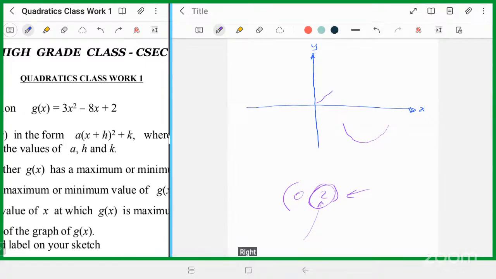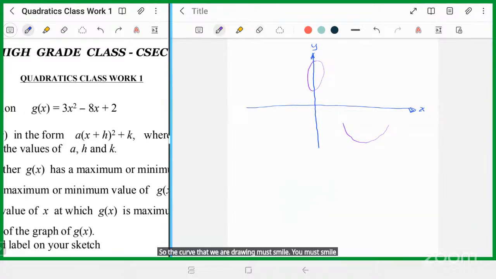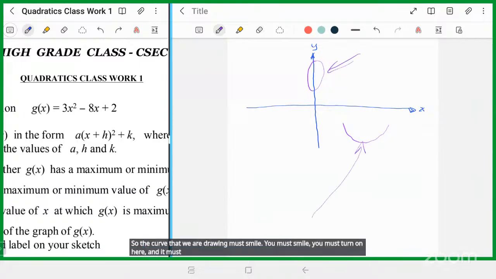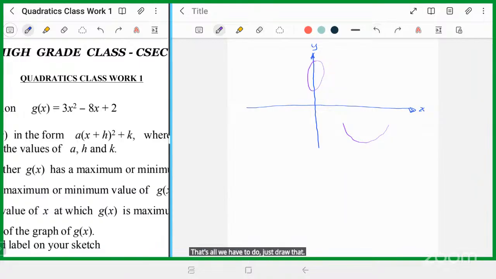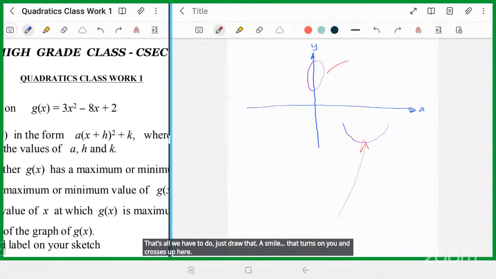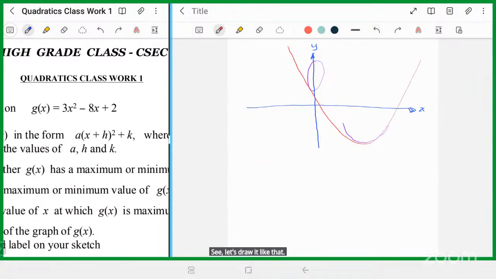Right here is 0 y value. Up here is positive y value. Down here is negative y value. So we want the part of the y-axis that is positive up here. So the curve that we are drawing must smile. It must turn down here and it must cross the y-axis up here. And that's all we have to do, just draw that. A smile that turns down here and crosses up here. So just draw it like that. That's it. Right?